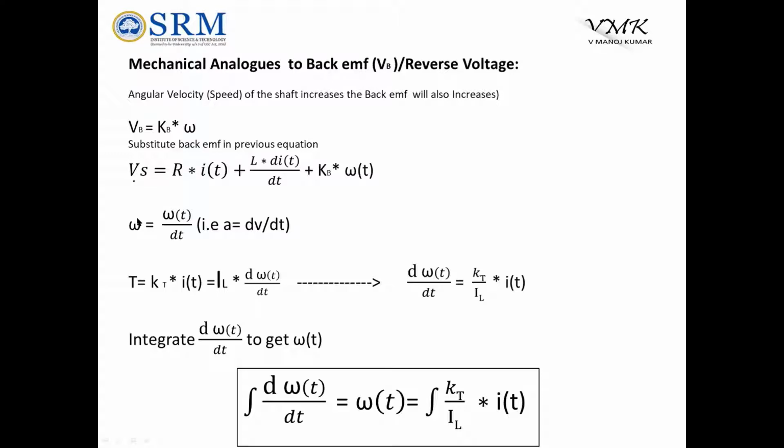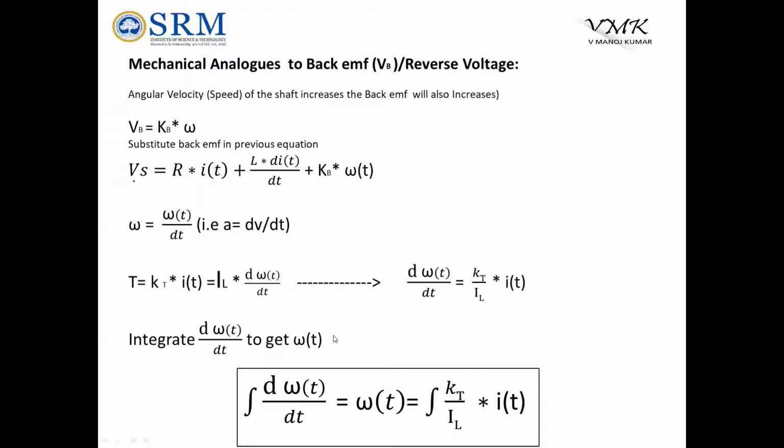Acceleration is equal to dv by dt. Is it or not? So omega dot is equal to d omega of t by dt. Why do I need acceleration? We have discussed this in torque. Torque is equal to KT into I of t, which is equal to my moment of inertia into d omega dot of t by dt.